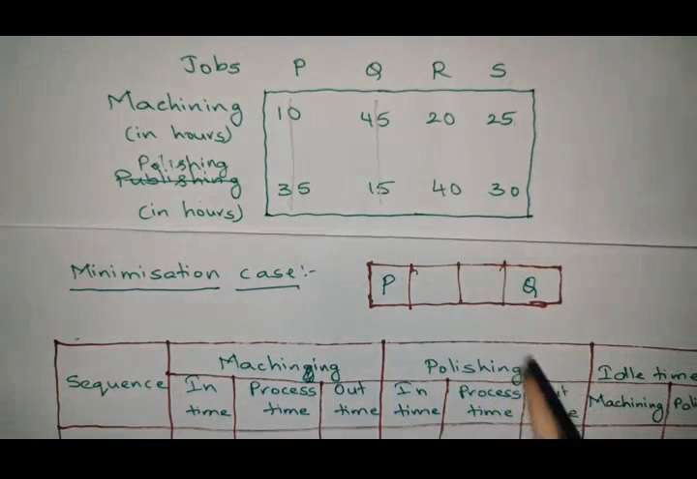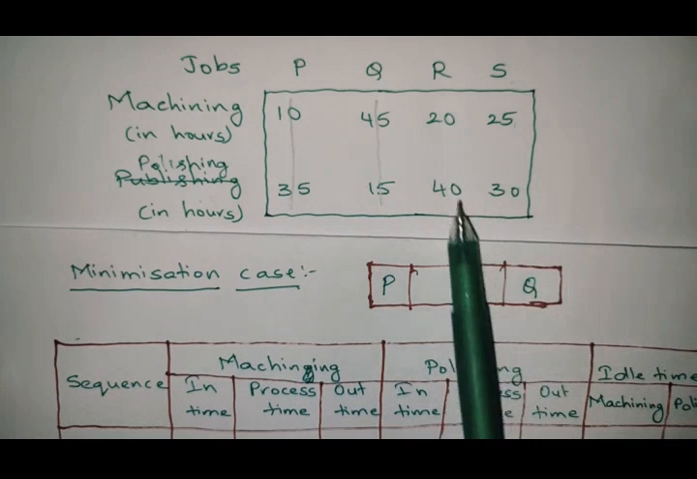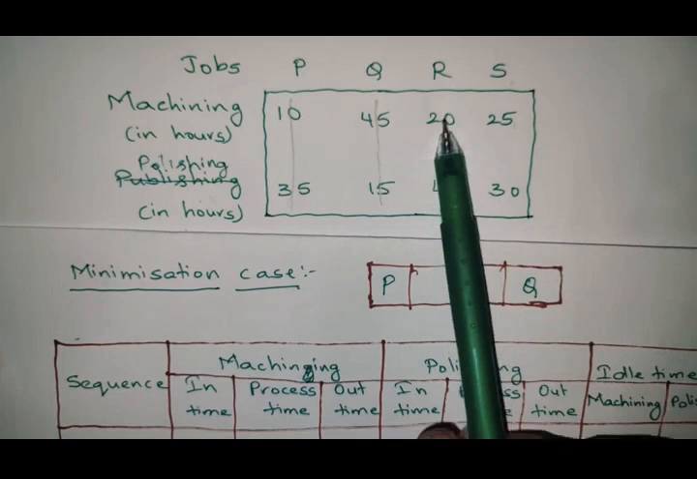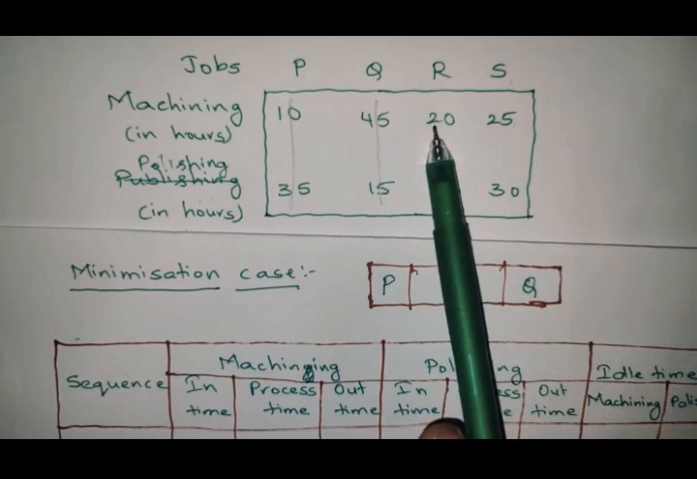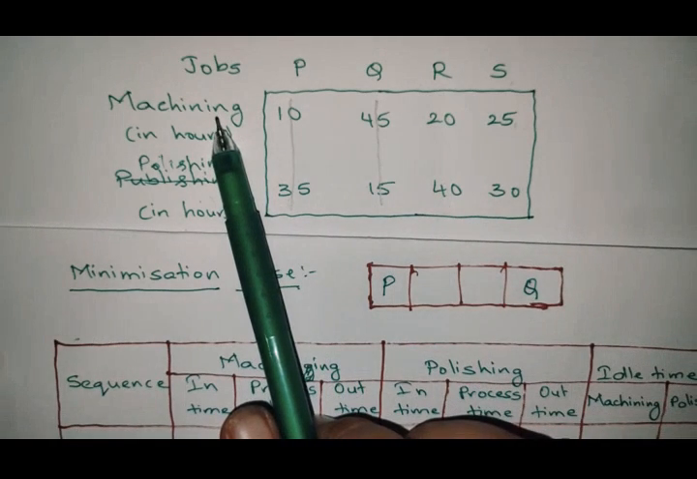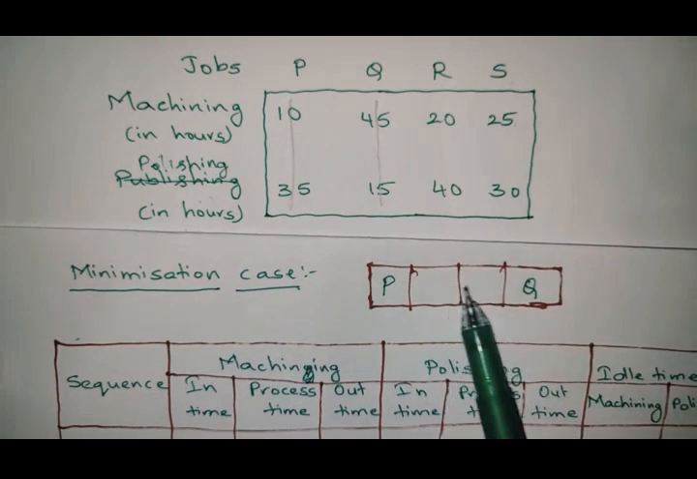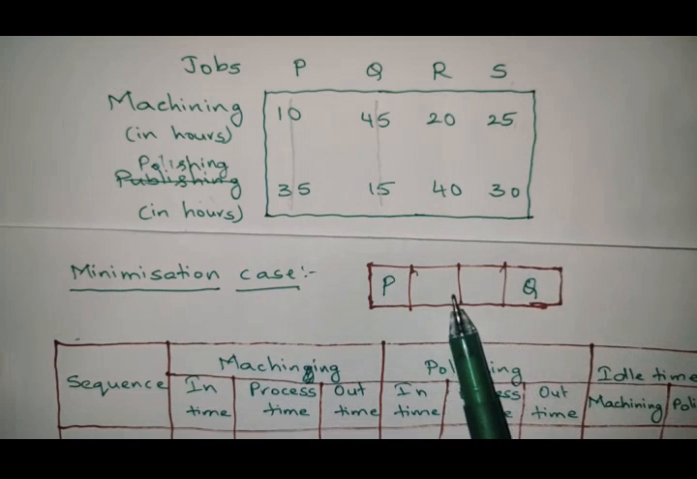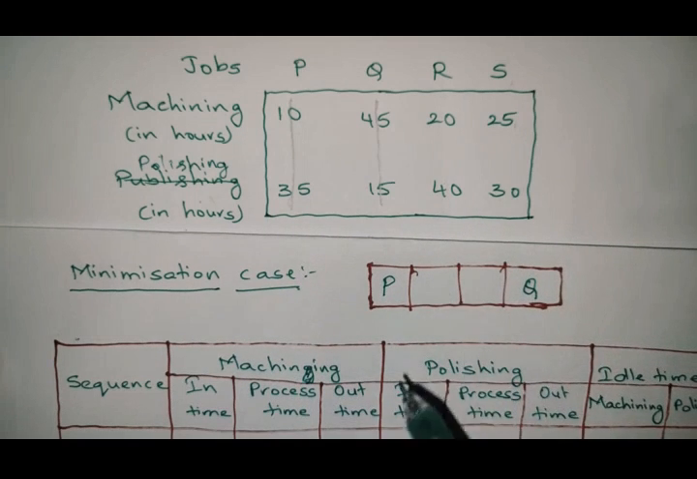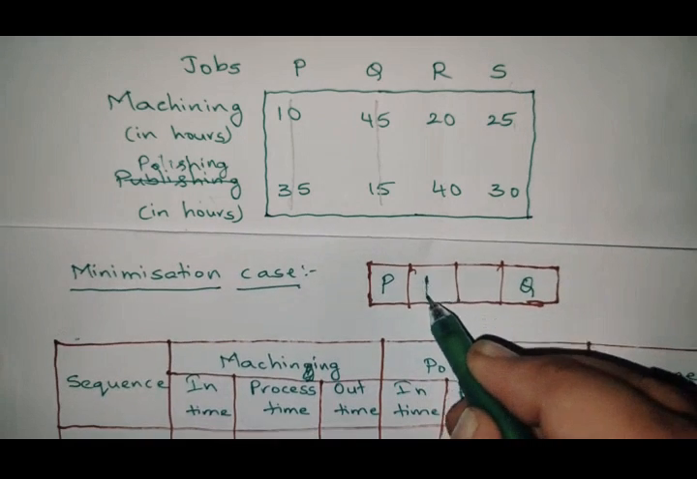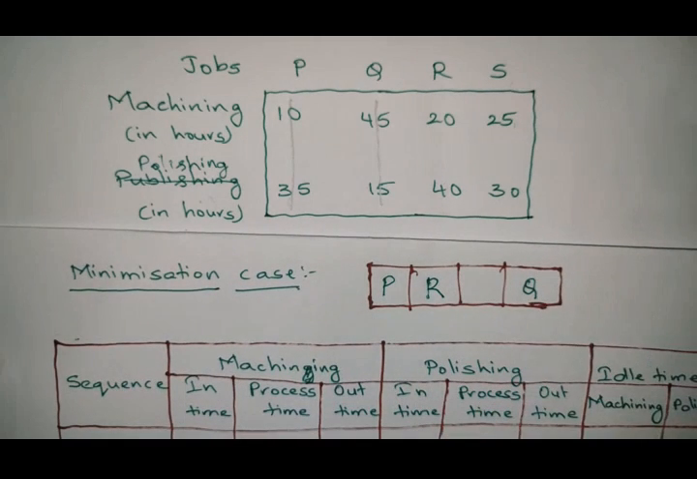and then identify the minimum value in the remaining 4 time estimates. So the minimum value is 20. It is corresponding to the job R and which is present on the first process. So that's why write R on the left side of the grids. So these are the 2 remaining grids. So what is left side? This one. So here I am writing R. So now strike off R.